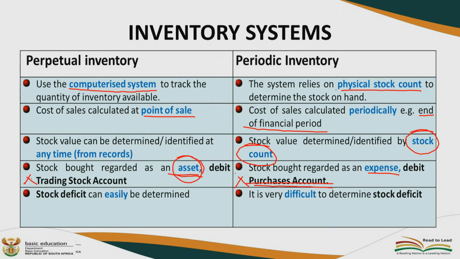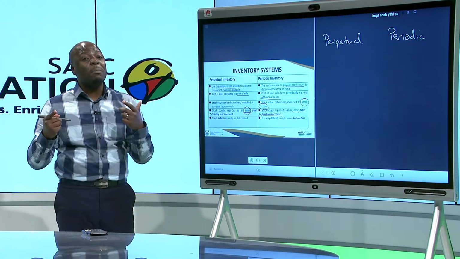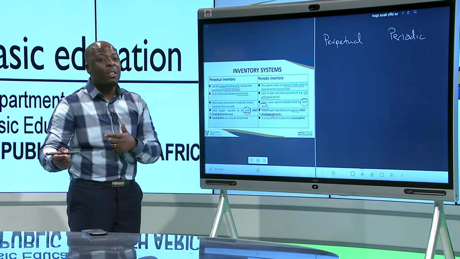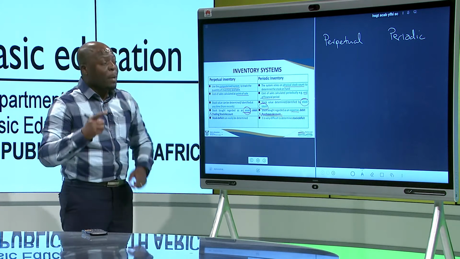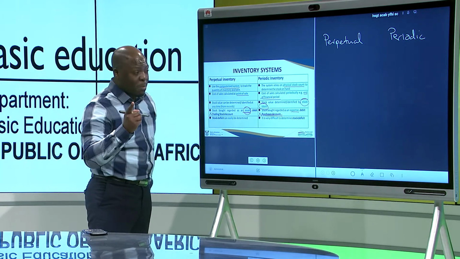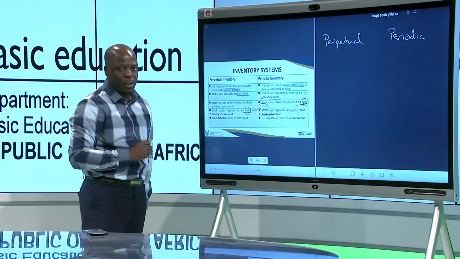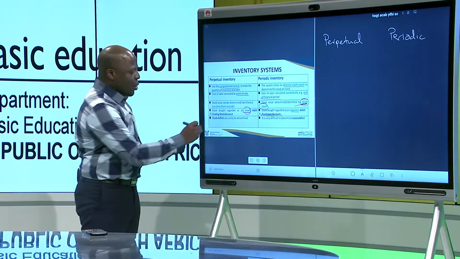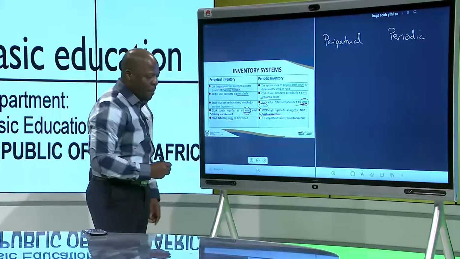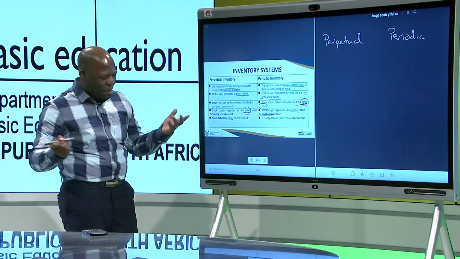Now, later on, I'm going to touch on this. This is very important, that when you use the perpetual inventory system, you can easily determine if stock is missing. Unlike when you use the periodic, you can only determine if stock is missing at the end of the financial period. Why? Because you can only determine it when you have done what is known as the stock count. Unlike the perpetual, you can determine it easily, because the system is computerized.